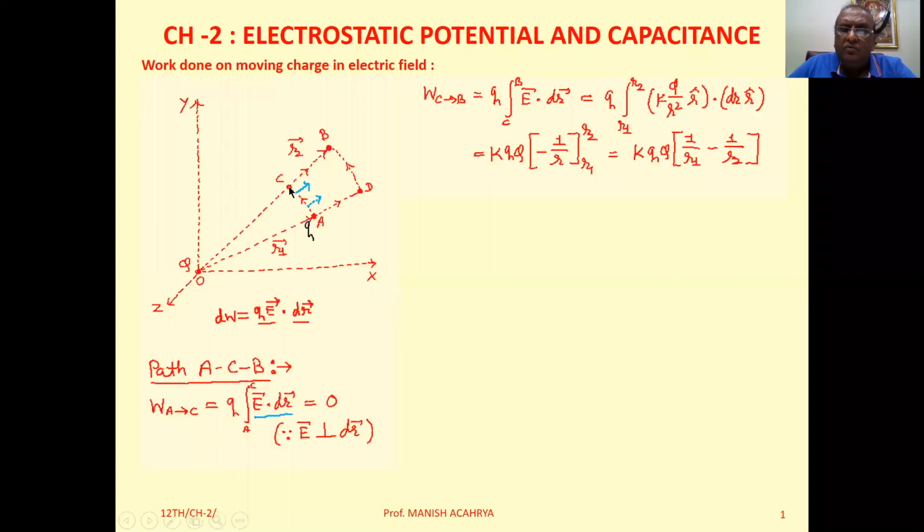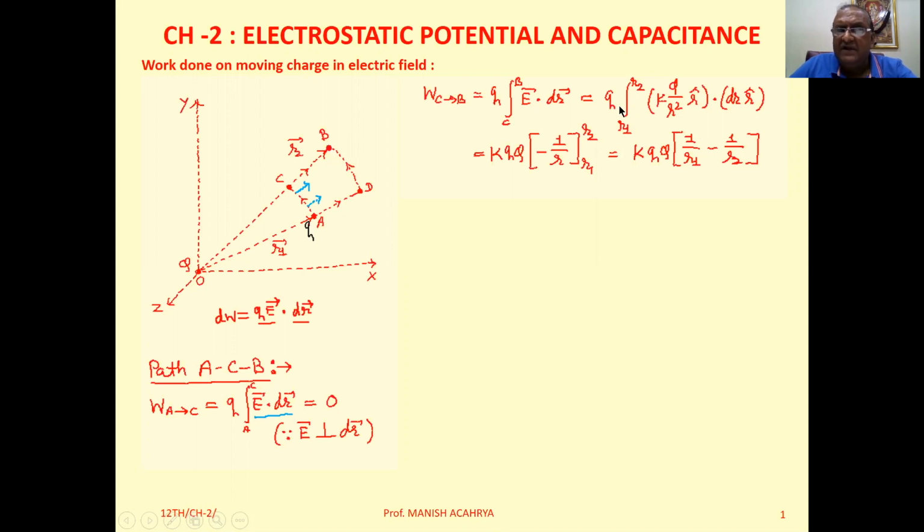Now the work done to move charge q from C to B. So again we can write W for the path C to B, that is equal to q integration C to B E dot dr. So we can write that is equal to q integration. Now position C is at a distance R1 from the origin, and position B is at a distance R2 from the origin. So we can write the limits R1 to R2.